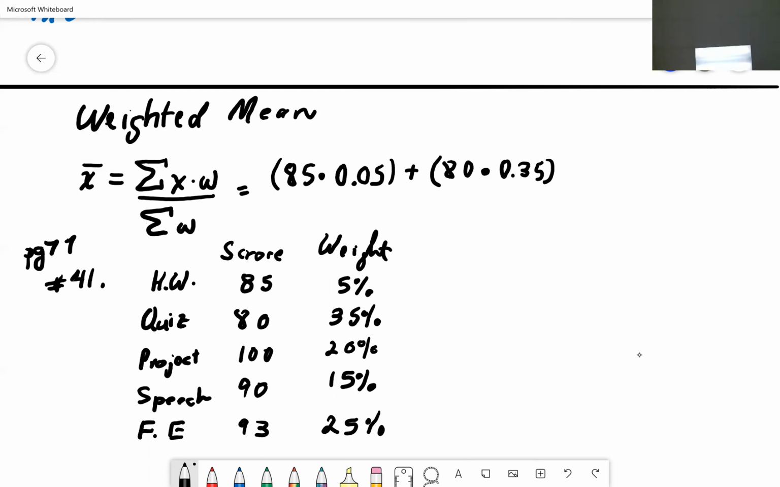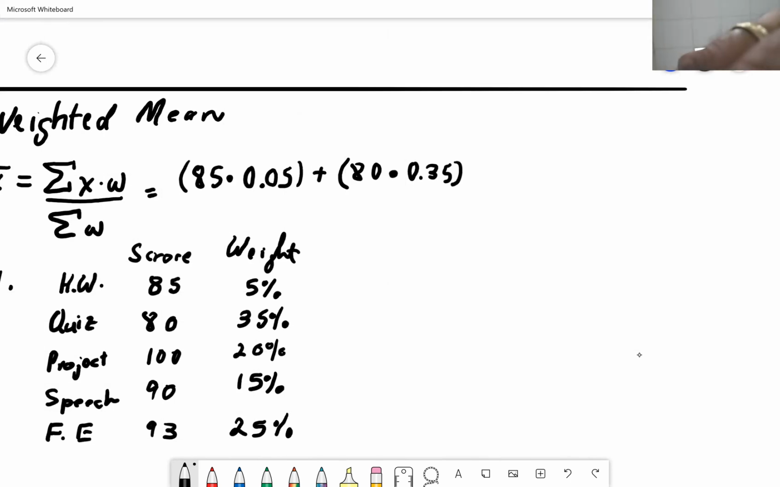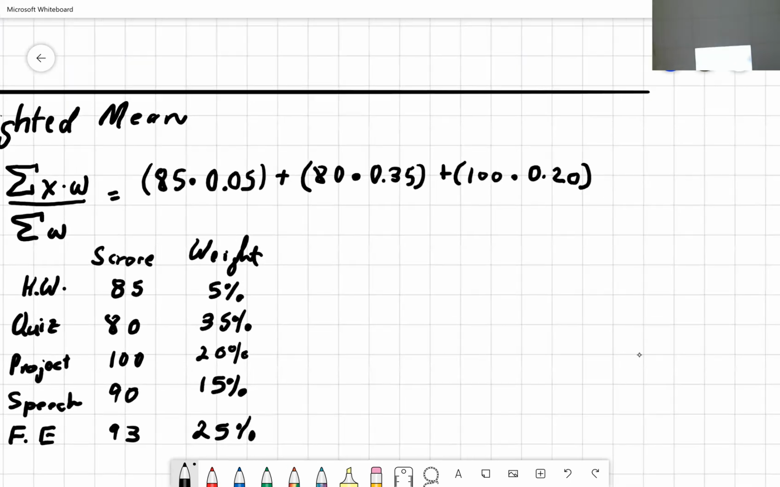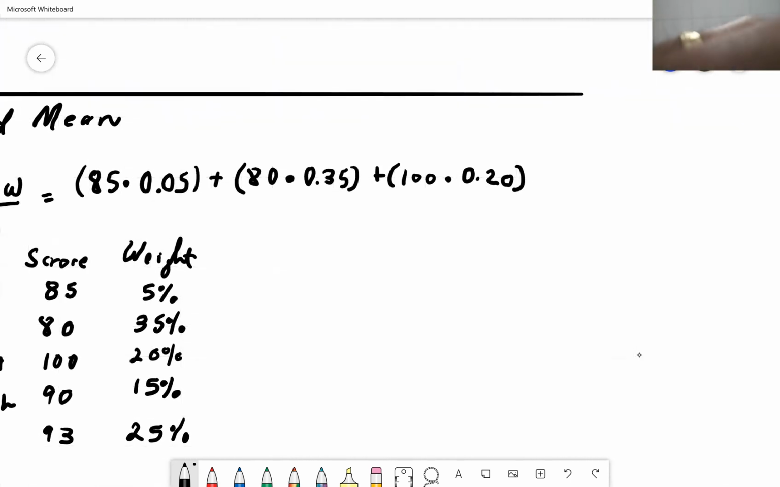Right? And the next one will be 100, but of those 100 points, I guess you can look at it that way, only 20% of those contribute to the total score. You multiply by 0.20. And then the next one will be a 90, but only 15% of this. And again, we write the decimal representation of 15%.